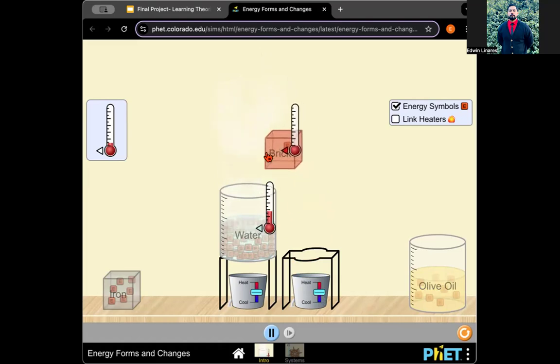As I place the brick in, there is a difference in temperatures right now. If you look at the thermometers, there is a difference in temperatures. Now, what happens when I place this brick inside of the water that is of higher temperature? Both temperatures have reached thermal equilibrium.